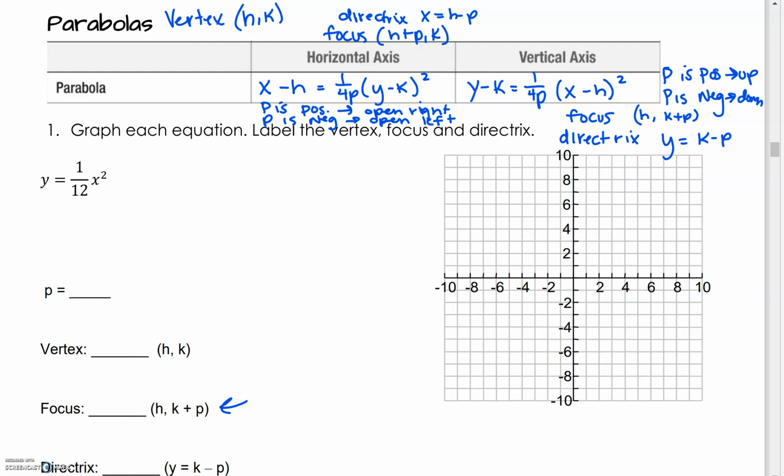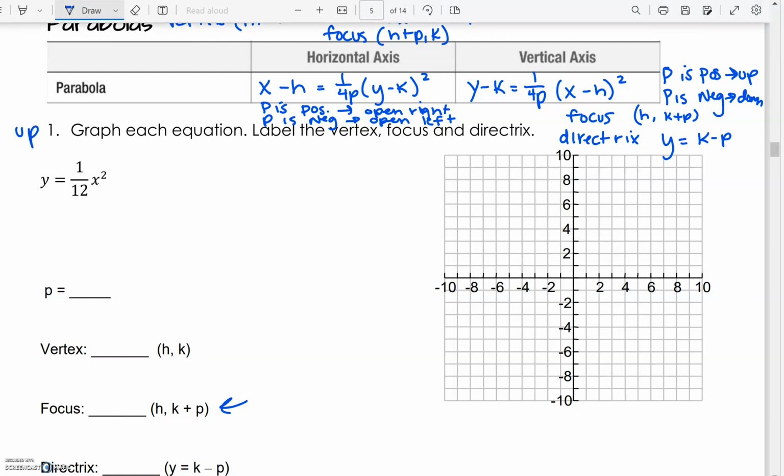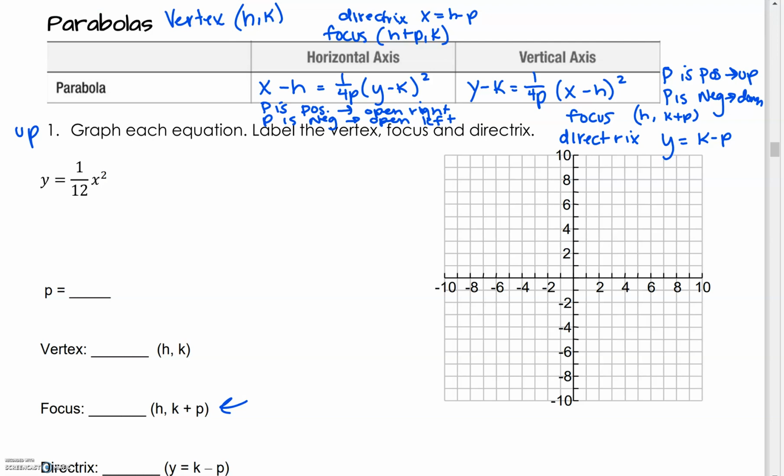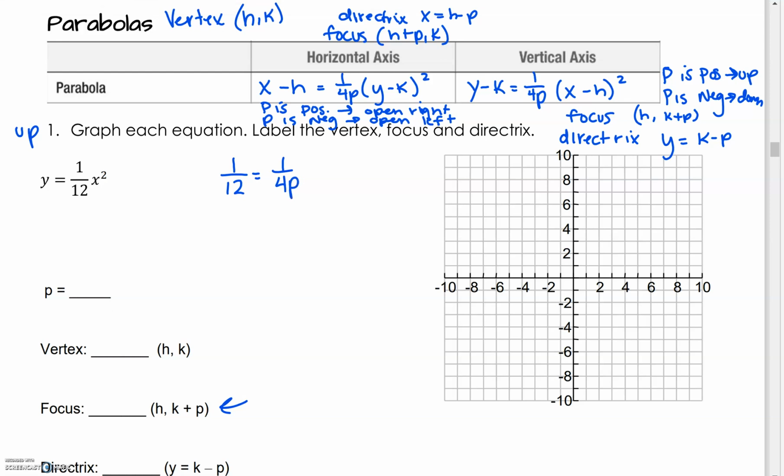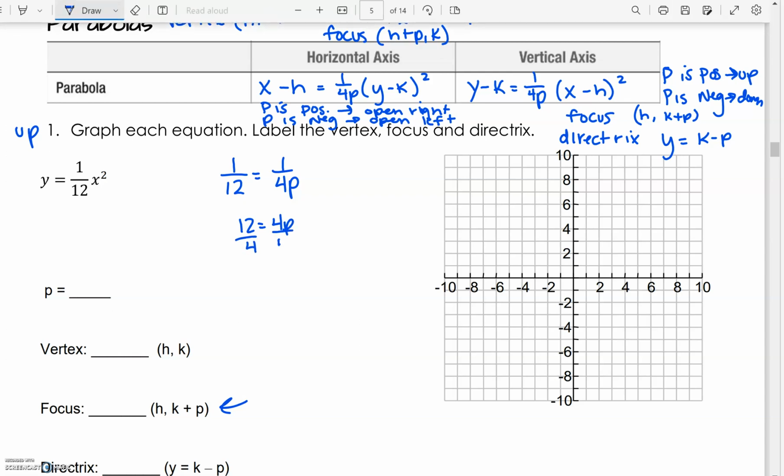So for this one, our y is first, so we know it is a vertical. Our p is positive because this is positive, so we know it's going to open up. So we know we are opening up, and again, we are vertical. So we're going to put the 1 over 4p equal to this 1/12, because we know that 1/12 is equal to 1 over 4p. And if they're both over 1, then 12 is equal to 4p. And so we can go ahead and get our p value, which is going to be 3.